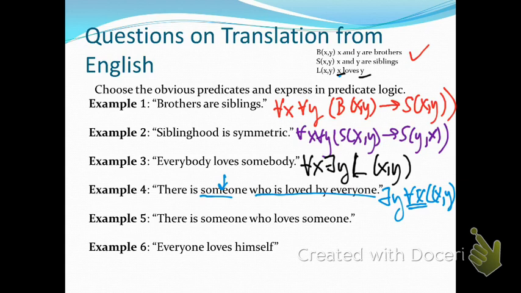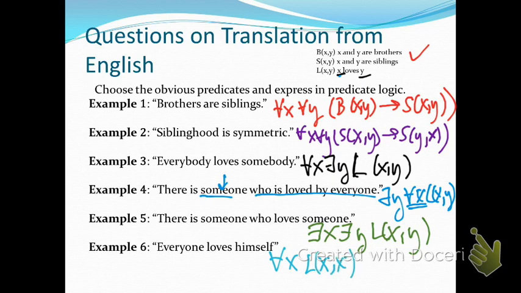There is someone who loves someone. So if someone loves someone, there exists someone who loves someone. So this is there exists an X, there exists a Y, L(X, Y). Everyone loves himself. Okay, so how will we do everyone loves himself? Let's think about that. For all X, L(X, X), because X is loving themselves.